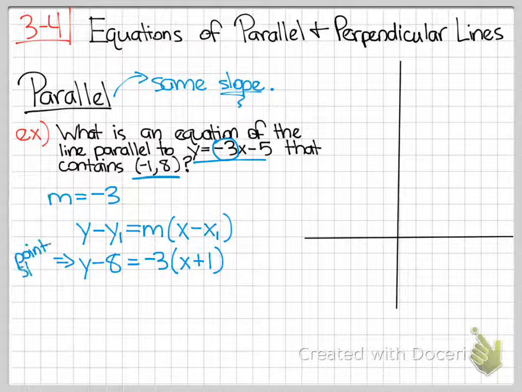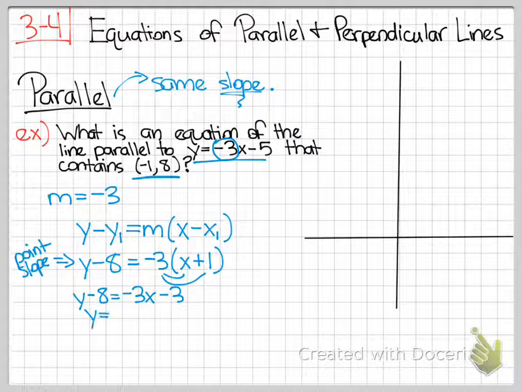What we want to do now is go ahead and see if we can solve it and get it in slope intercept form. Okay? And to do that, all we need to do is solve for y. So if I distribute this negative 3, I get y minus 8 equals negative 3x minus 3. And now if I add 8 to each side, we get y equals negative 3x plus 5. So this is the equation of our line that is parallel to the given line and goes through the point negative 1, 8.